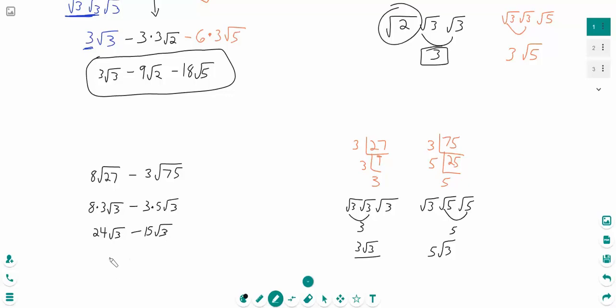And then finally, let's look to see if we can combine these expressions, or these terms. And in this case, we can, right? Because they both have the same root. They both have the square root of 3. So we can combine these. 24 minus 15 is going to be a 9. And then the square root of 3 is obviously just going to remain. So we have 9 times the square root of 3 as our final answer. All right? Excellent. Hopefully that makes sense to you.